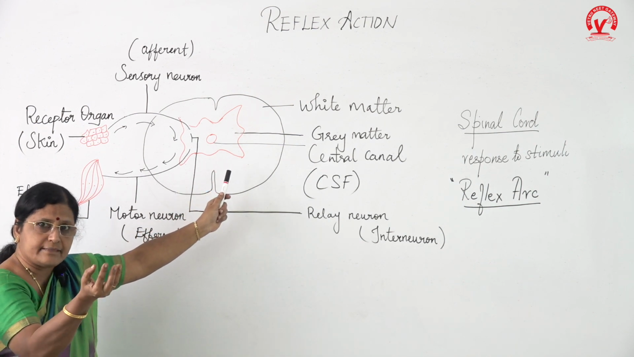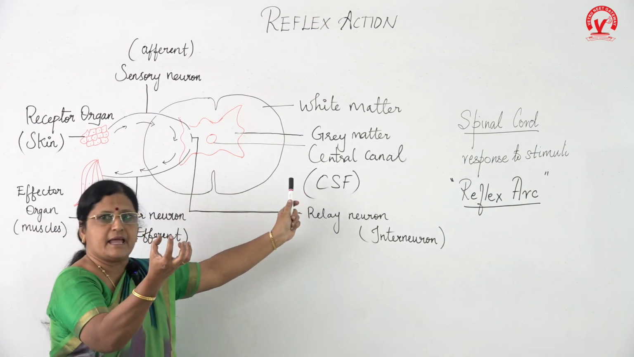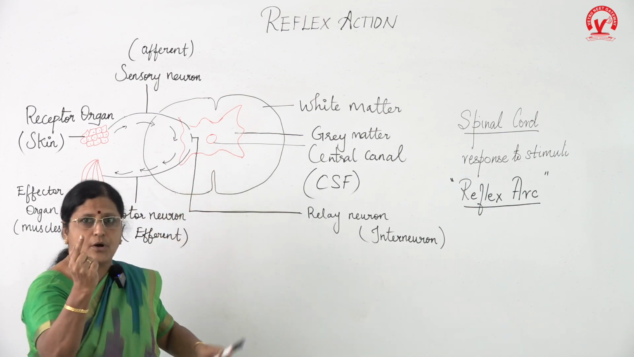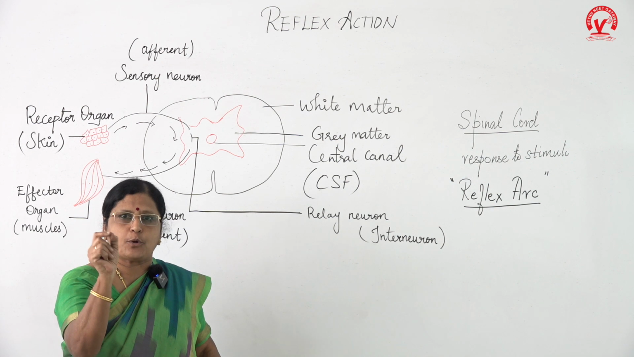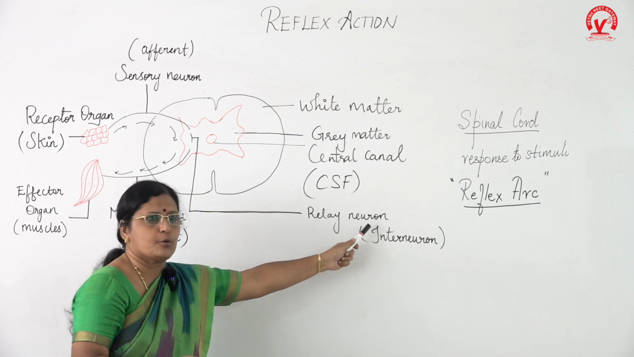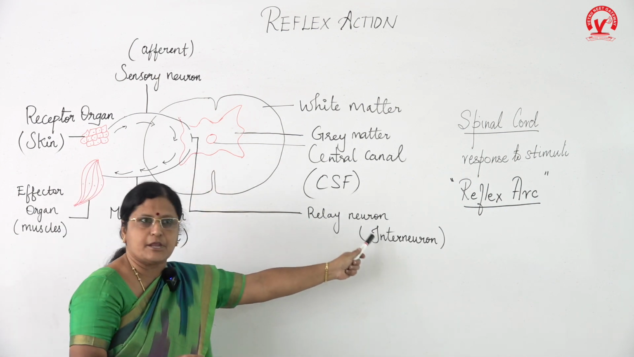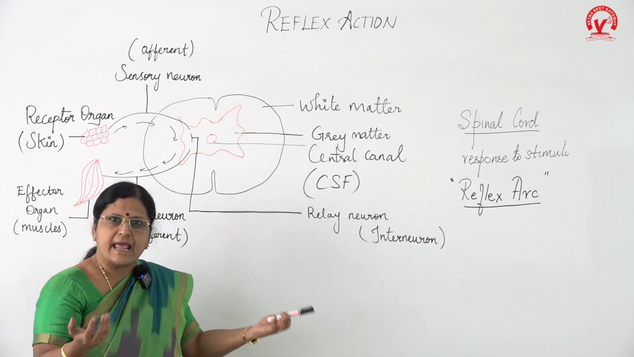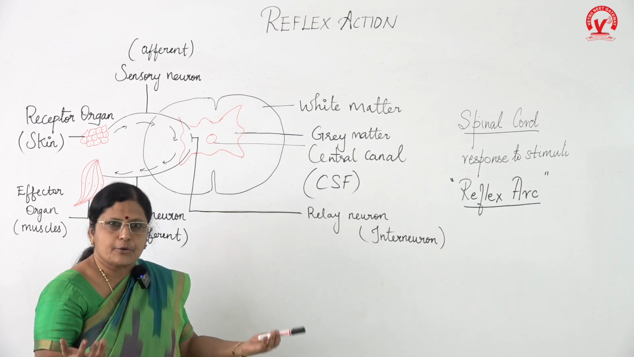When one neuron gives, the next neuron has to receive. That is only the conduction of impulse. The impulse is conducted in that way. So the small bit of neuron located inside the gray matter, which will receive the impulse, is called the relay neuron. It can be called relay neuron, intermediate neuron, or interneuron.